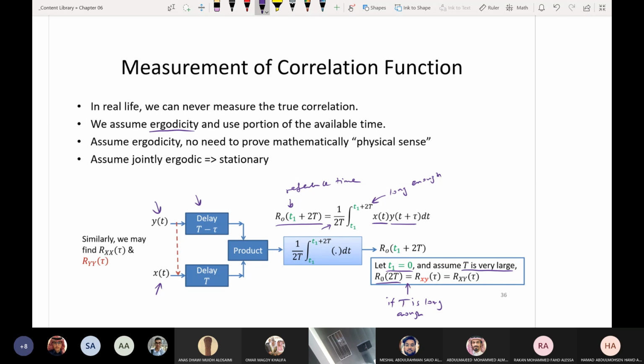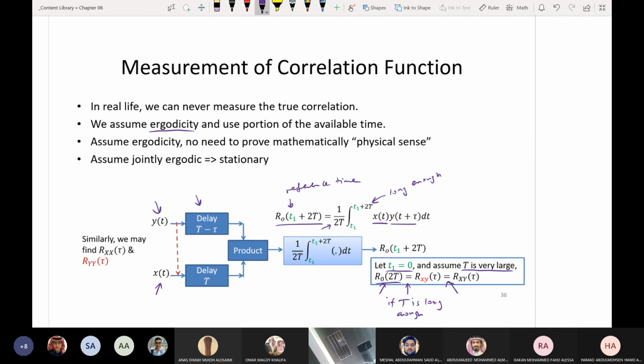The same thing here: long enough, of course, depends on how long, and that depends on the maximum frequency. If the signal changes quickly, you don't need a very long T, but if the signal changes slowly, you need a longer T. Okay. So basically if T is long enough, this r0 of T will be equal to, or will approach, the time cross correlation function.